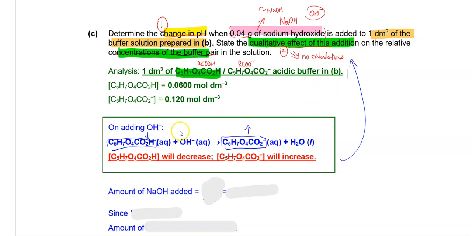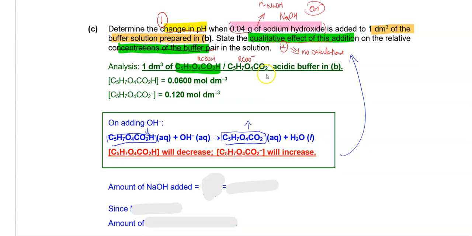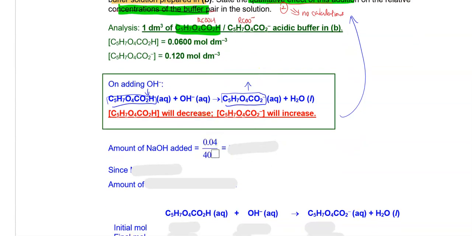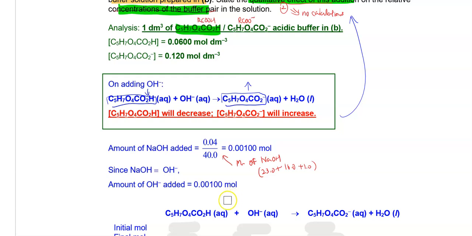To calculate the change in pH, we have to be systematic. First of all, find the number of moles of NaOH added. So 0.04 divided by 40, you get this number of moles. How do you get this 40? It is the MR of NaOH: 23.0 plus 16.0 for oxygen and plus 1.0 for hydrogen. Since from the equation, NaOH is a 1:1 ratio of hydroxide, the amount of hydroxide added will be the same amount of moles as NaOH. So this is the amount of NaOH or OH minus we added in.